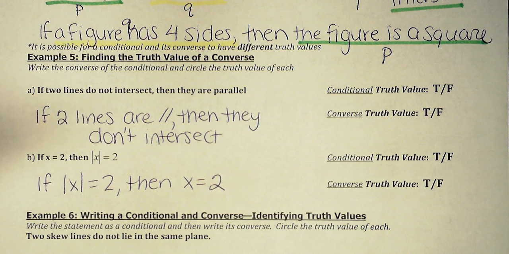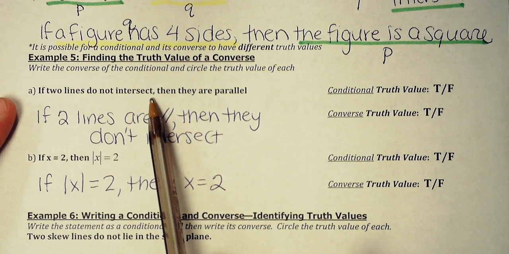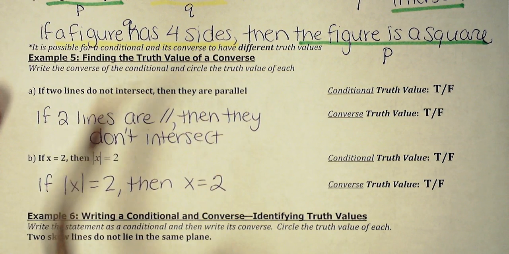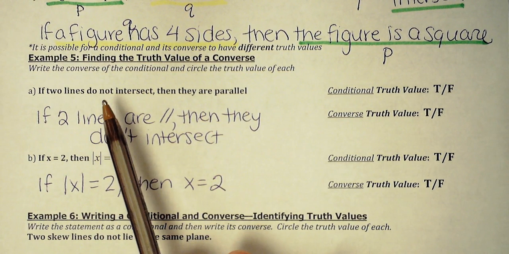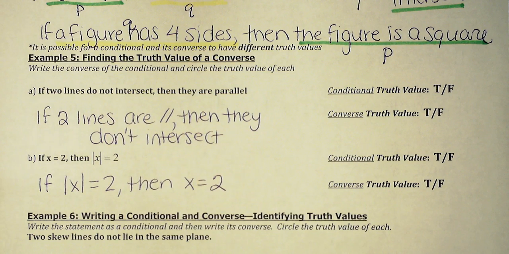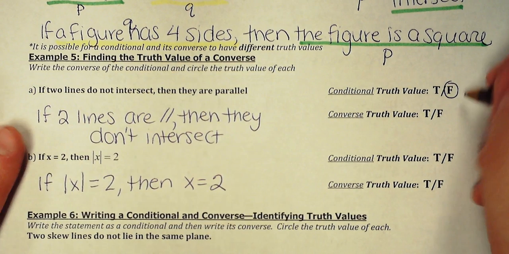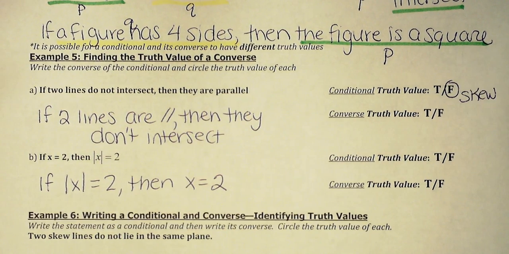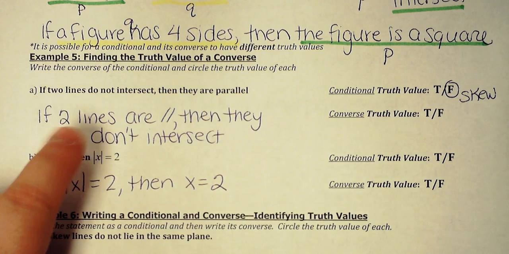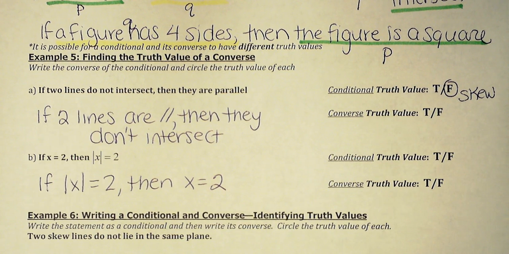If you can't think of a counterexample, then the statement must be true. So this says if two lines don't intersect, they have to be parallel. Okay, so I have to try to think of a situation where lines don't intersect, but they are not parallel. I'm actually going to say this is false, and my reason for that is something we learned in the first unit. Skew lines are not parallel, but also they don't intersect. So lines that don't intersect don't have to be parallel, they could be skew.